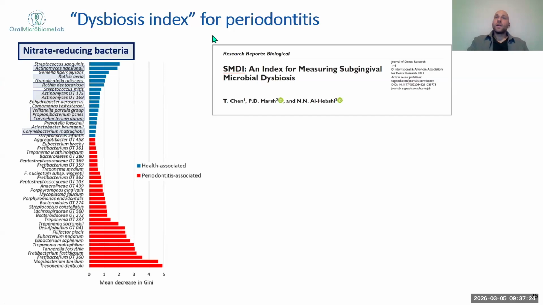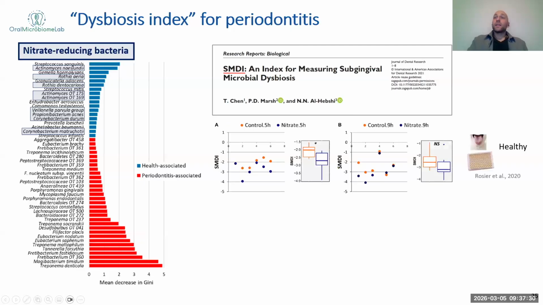This index is by Chen, Marsh, and Al-Hebshi. What they did is they applied it to the sequences of our study that I showed you before, the in vitro study in which we added nitrate to saliva, and they found that the nitrate had dysbiosis-lowering properties, which were significant after 5 hours of incubation.